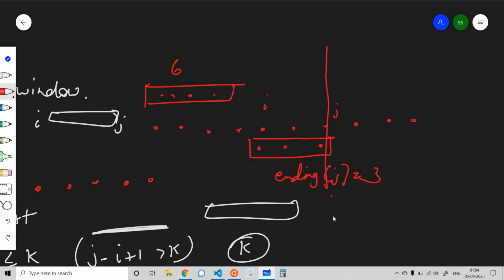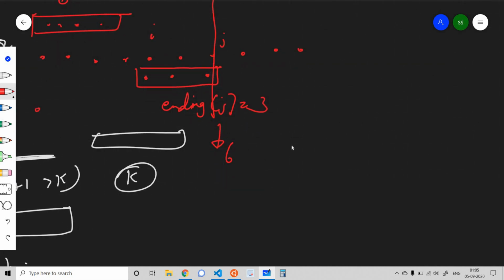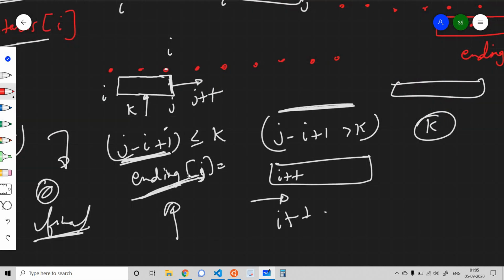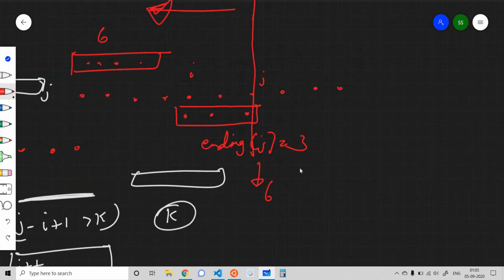So ending j will not be 3 in this case, it would be 6, because we are considering all the intervals which lie on the left side of this line, and we are taking the maximum value we can get from one interval, and that interval can be placed anywhere. It's just that it should be placed on the left side. So during my updation, that is where I am updating this value ending j, I'm also taking care of the previous values.